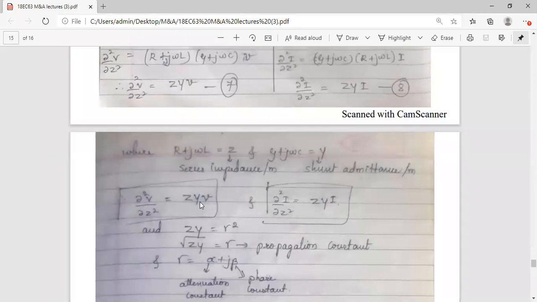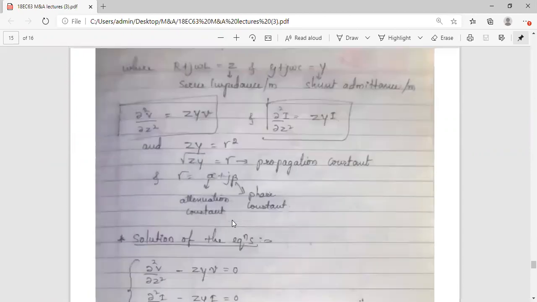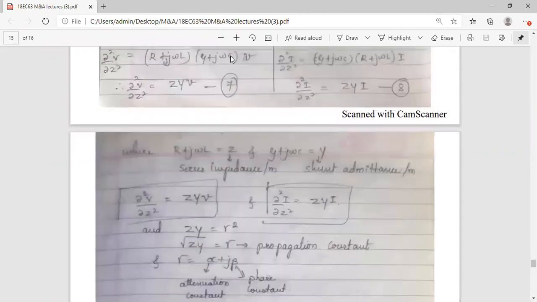So we have now come till half of the derivation. We got the transmission line equation, the differential equation. Now we need to find the solution for these equations. So how to find the solution? You have already studied differential equations. You know how to find a solution for a differential equation.